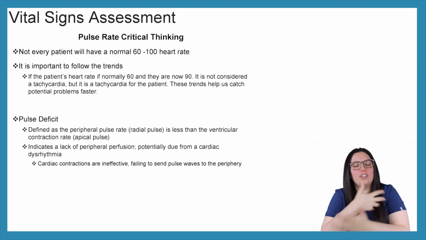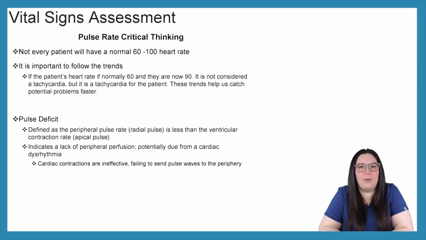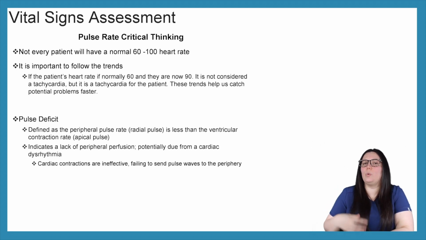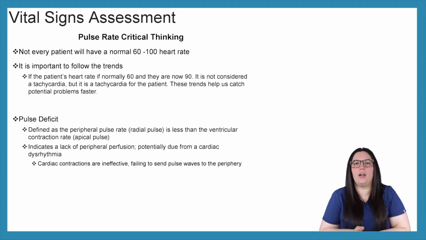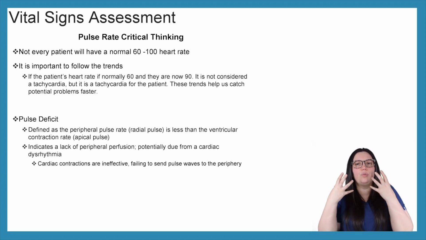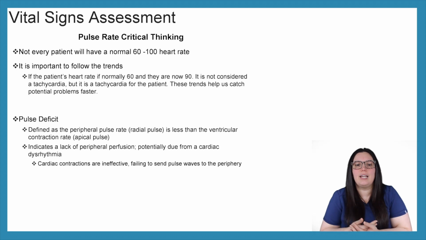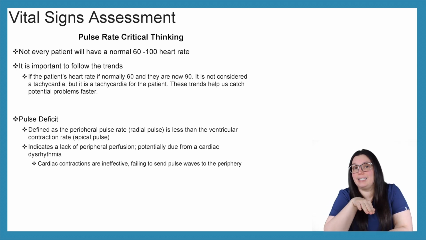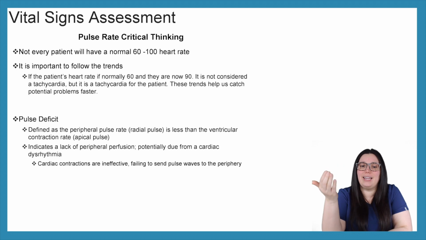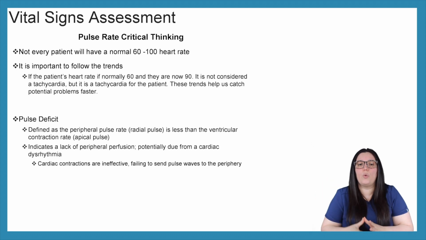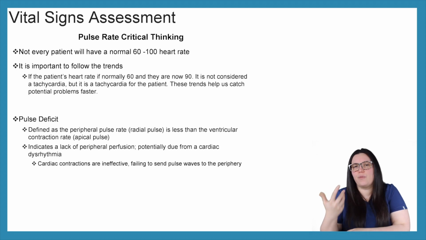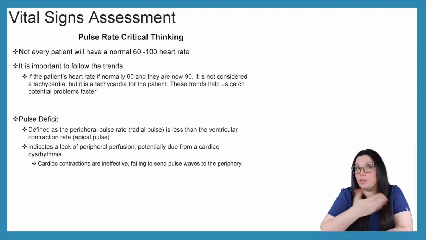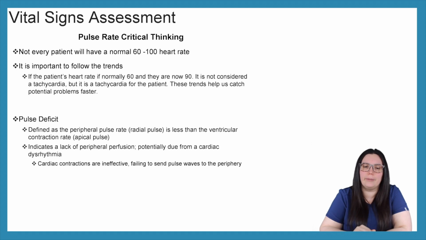And then lastly, let's start talking about some critical thinking when it comes to the pulse rate. So not every patient is going to have a normal 60 to 100 heart rate, right? So it's really important that we follow trends. So if the patient's heart rate is normally 60, and now the heart rate is 90, it's not considered a tachycardia yet, but it is tachycardia for the patient. So that's why it's so important that you follow the trends to try to catch potential problems faster before we now have a heart rate in the 120s when their normal is 60. We've now doubled their heart rate.